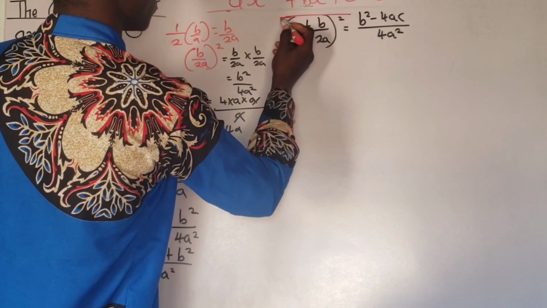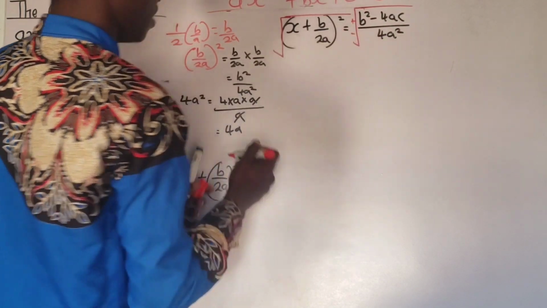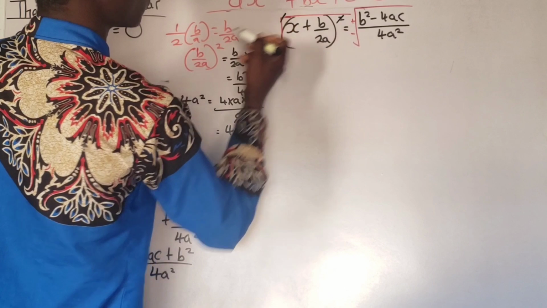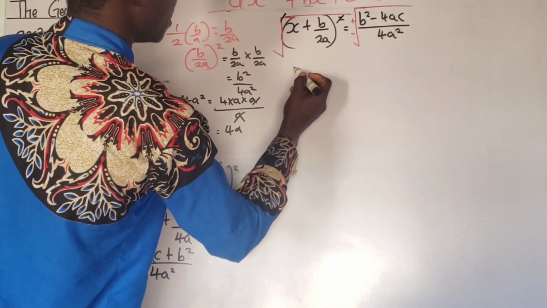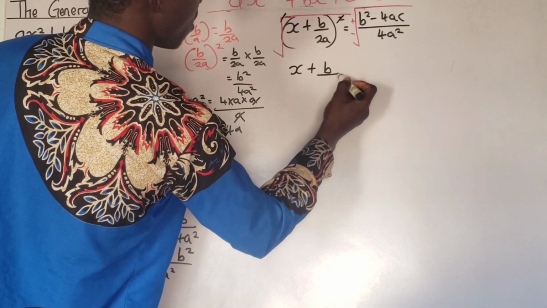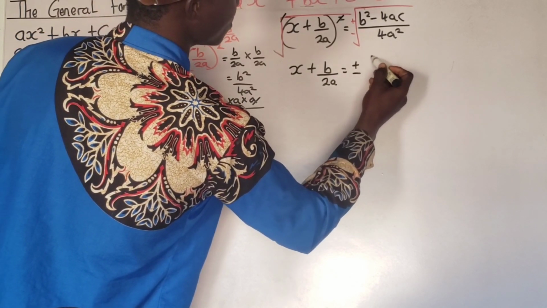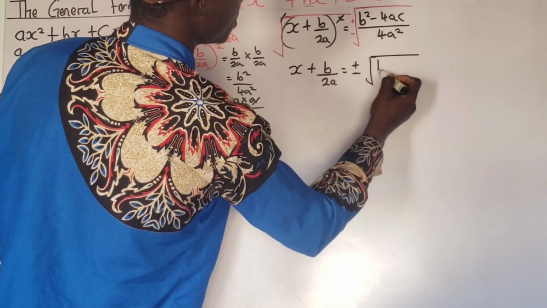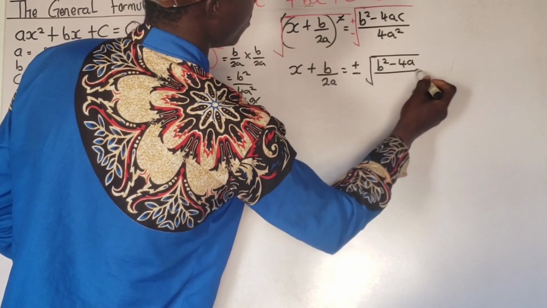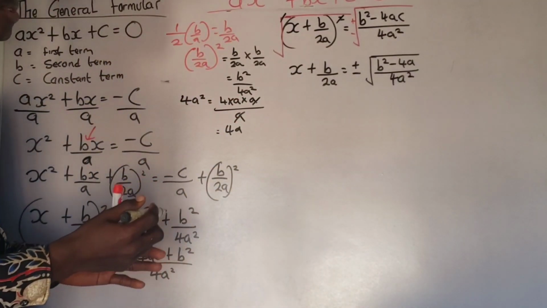So I'm going to have the square root here. I'm going to root this also. Now, this square will be cancelled by this square root. So I'm left with x plus b over 2a equals to plus minus square root of b squared minus 4ac all over 4a squared.